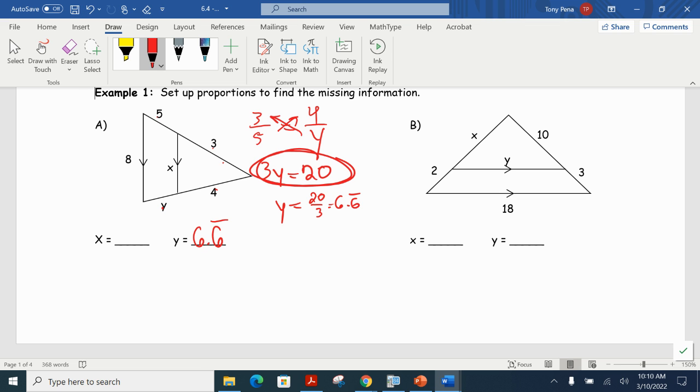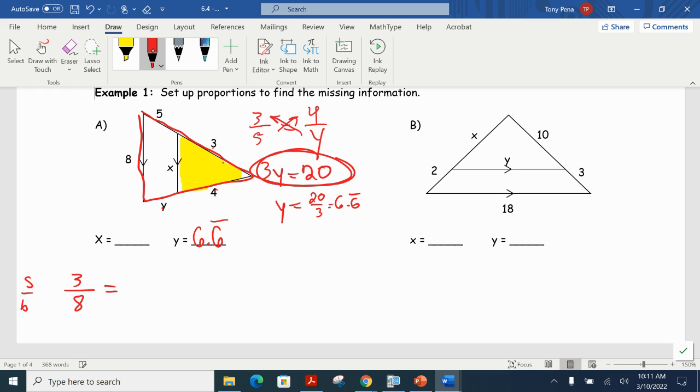Maria, where are you at? 3 over 8 equals x over 3. Okay, so Maria did, she understood this is the small triangle. So she took the top side of the small triangle, the 3, and then she compared it to the top side of the big triangle, which is 8. So she did small to big, all right? Top of the small one compared to the top of the big one.